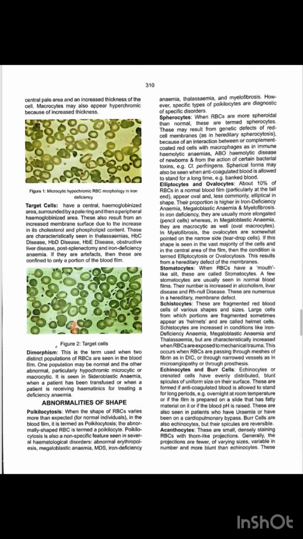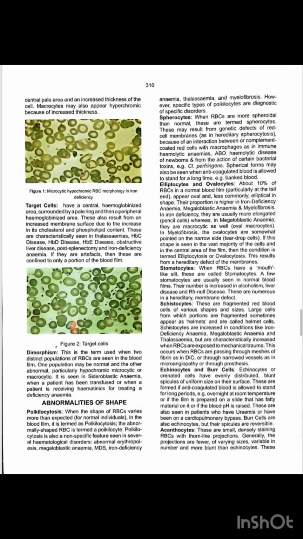If they are artifacts, they will be confined to only one portion of the blood film, not the whole of it. But if target cells are present in the whole blood film, the differential diagnosis could be thalassemia, hemoglobin C, D or E disease, obstructive liver disease, post-splenectomy, or iron deficiency anemia.